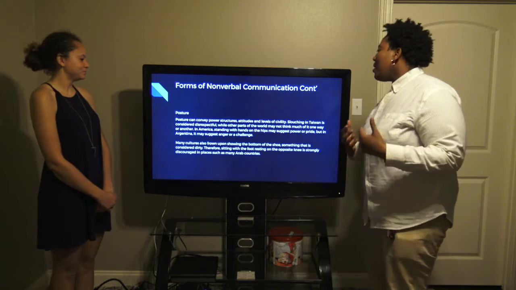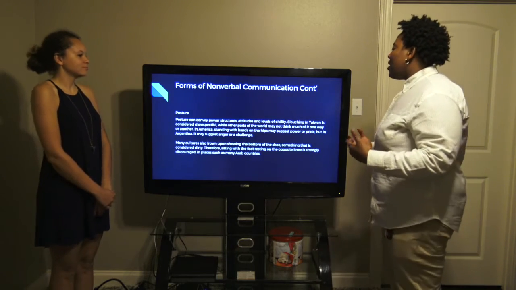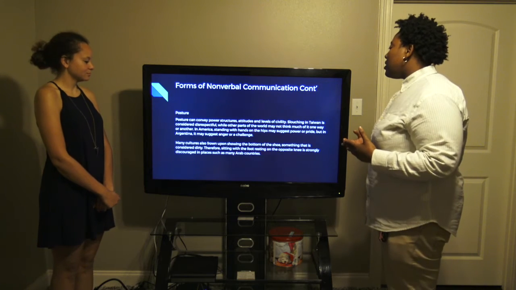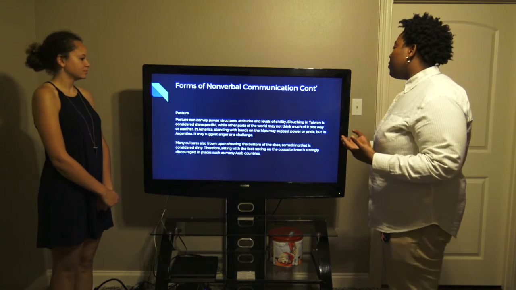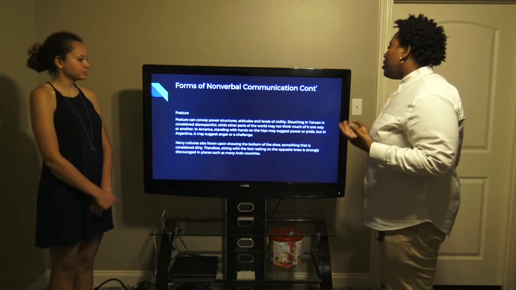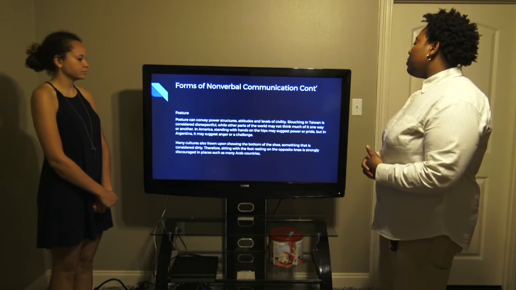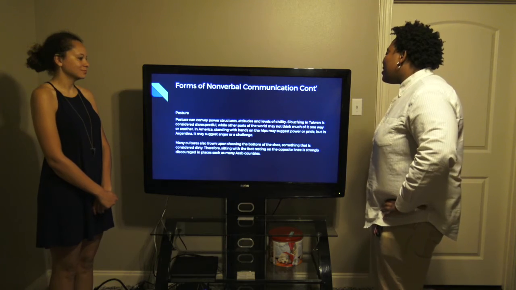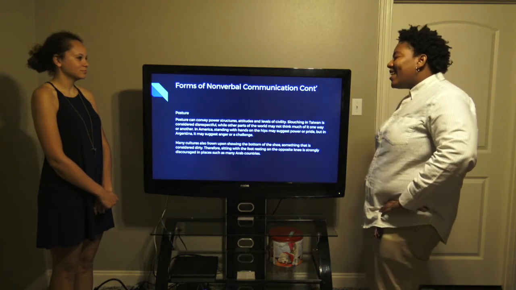Posture. Posture can convey power structures, attitudes, and levels of civility. Slouching in Taiwan is considered disrespectful, while other parts of the world may not think much of it one way or another. In America, standing with hands on the hip may suggest power or pride, but in Argentina, it may suggest anger or a challenge.